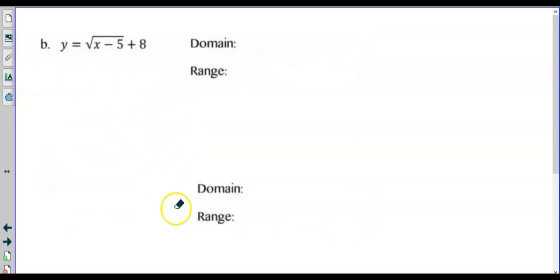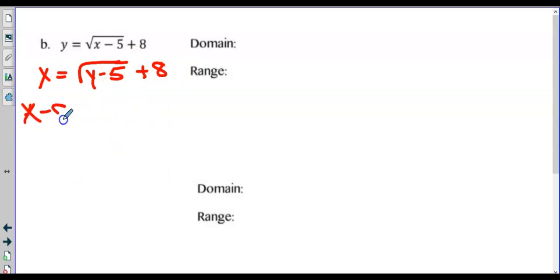The next problem is a square root function. So I switch the x and y. You need to subtract 8 and then square both sides.